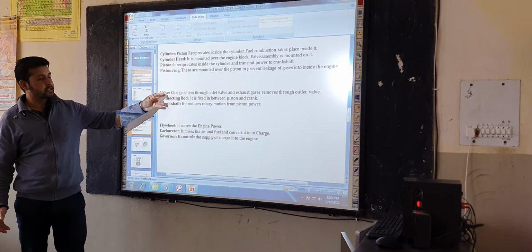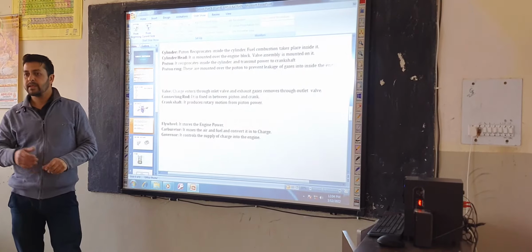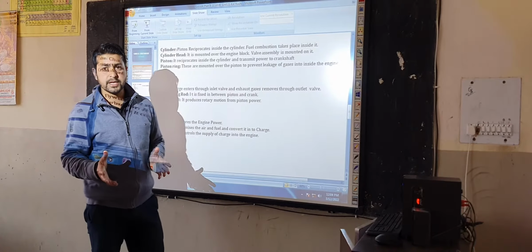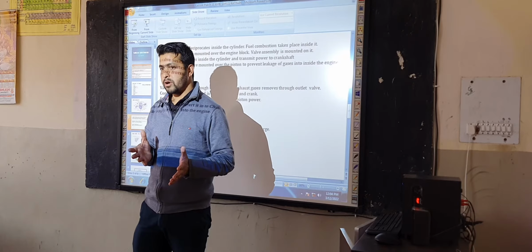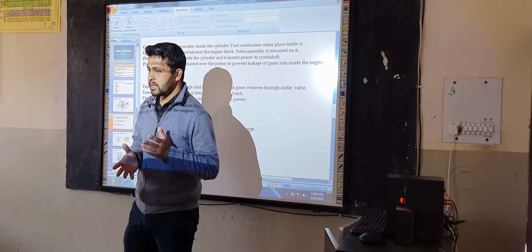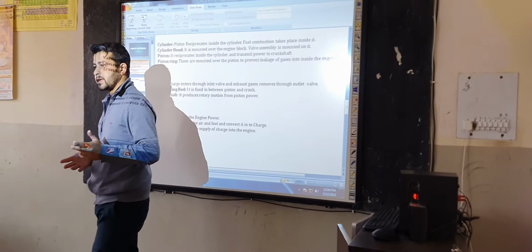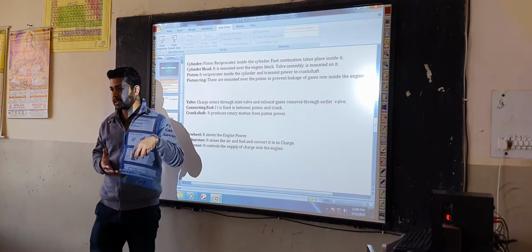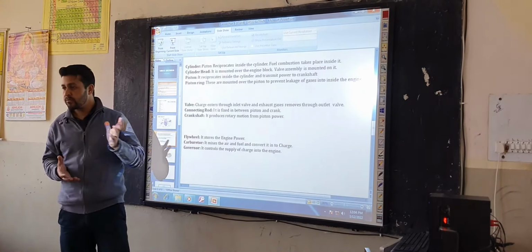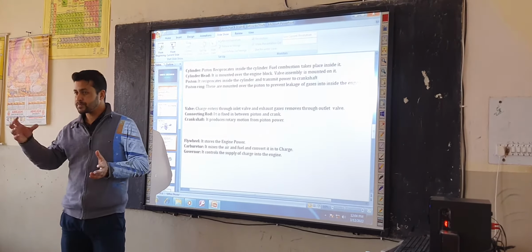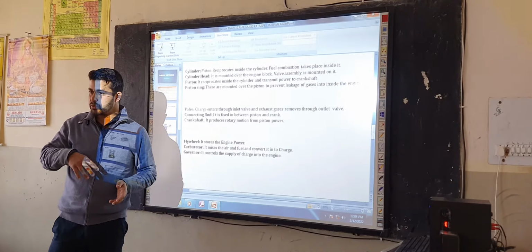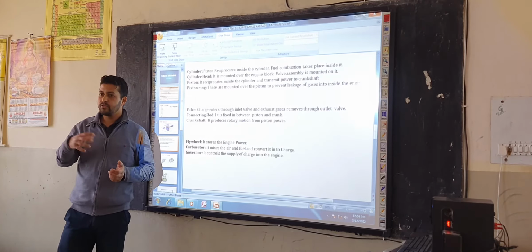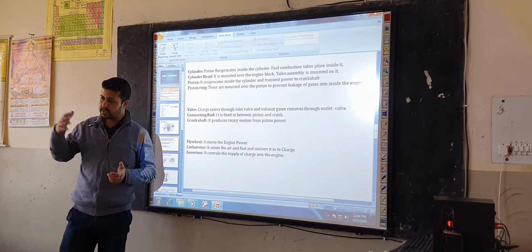And here is the term valve. We use mainly 2 types of valves. One is inlet valve, other is outlet valve. The function of inlet valve is to give the access for the charge to enter inside the engine, and the function of outlet valve is to create a passage for the exhaust gases from the engine cylinder.